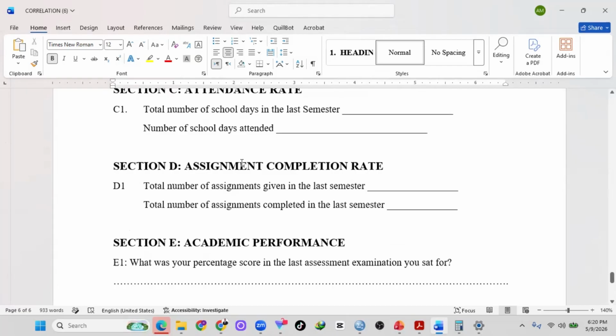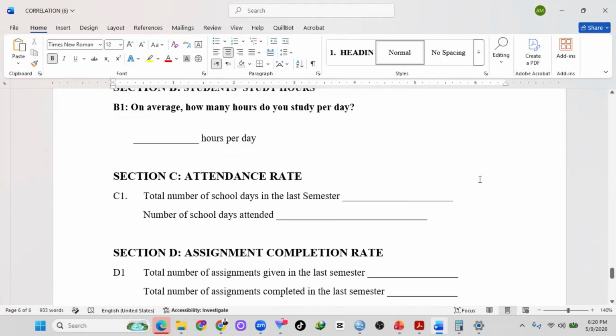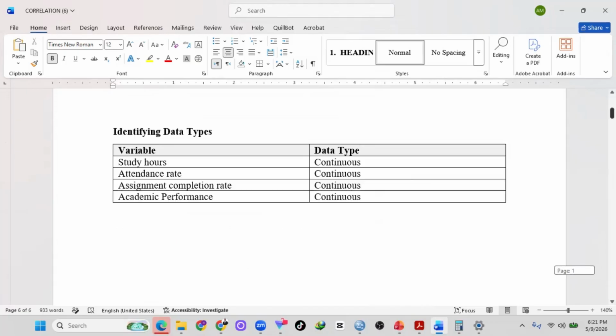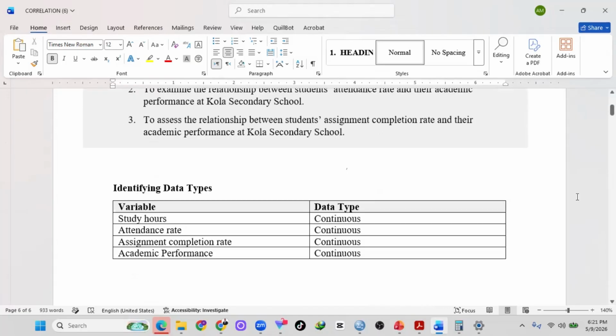The data that we collect in assignment completion is continuous data. The data that we collect in attendance rate is continuous data, and also the data that we collect in students' study hours is continuous data. So basically, if I go up to the first page and I go to my identification of data types, you'll see that all my variables are continuously being measured. We are using continuous data. Please, if you don't understand what continuous data is, you can go back to our first lesson about data types and understand what continuous data is before you can proceed.